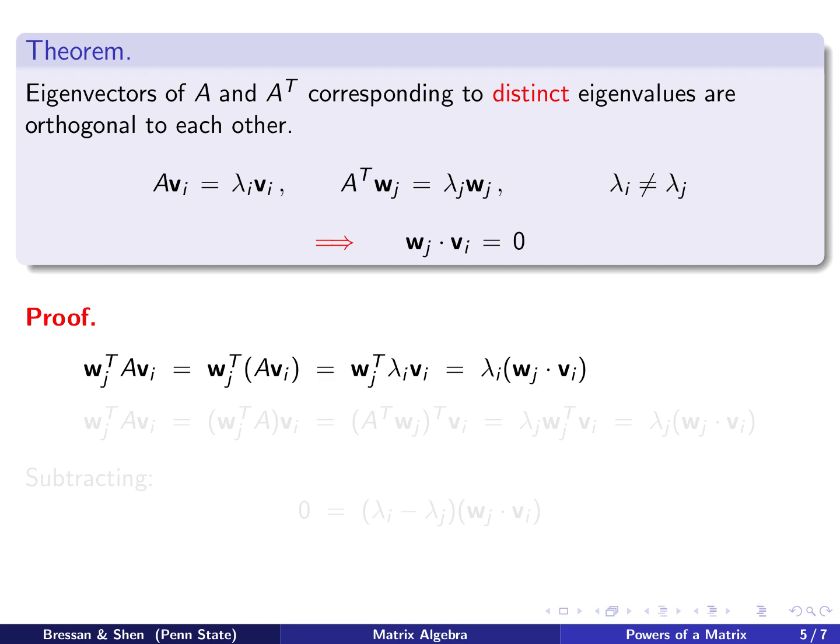Let's compute the quantity w_j transpose times A times v_i. So A times v_i would be a column vector, times the transpose of w_j, which will be a row vector. In the end, this becomes a number, a scalar number. Okay, so that's a remark.